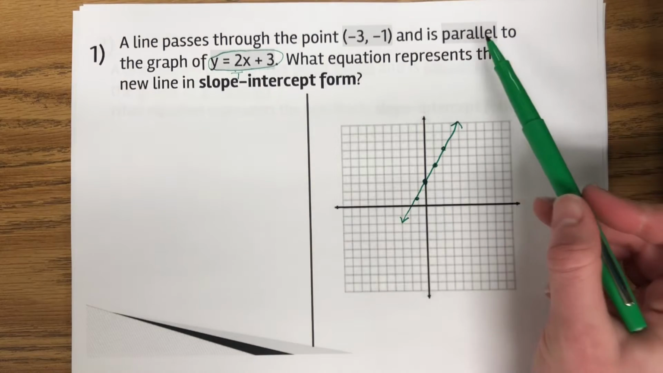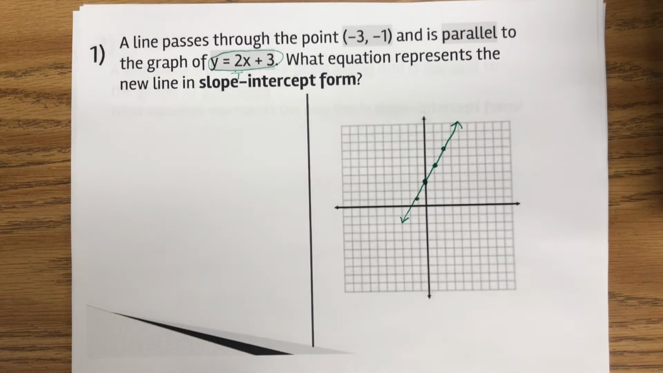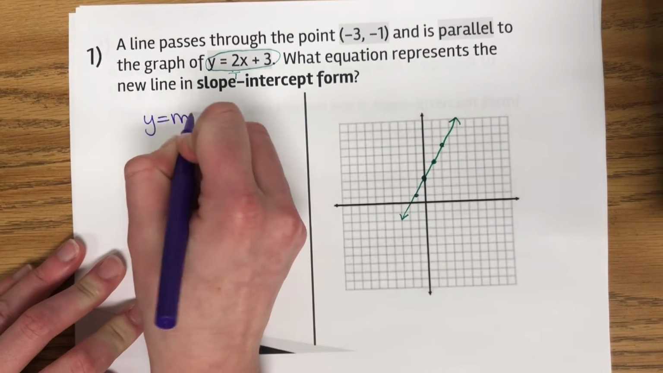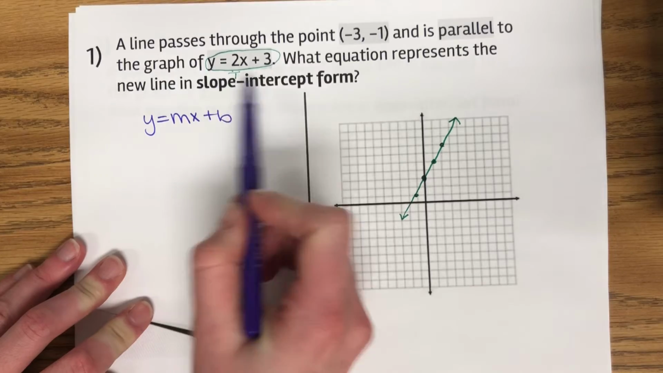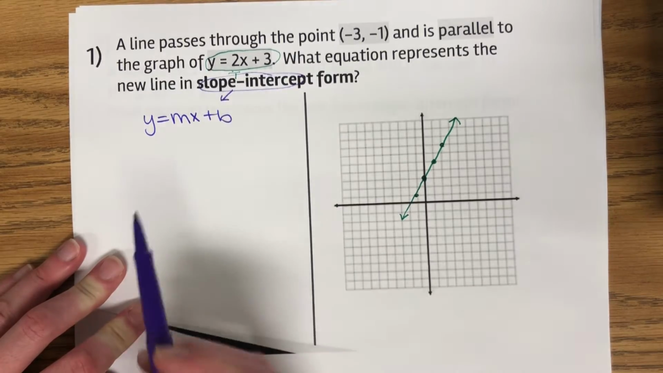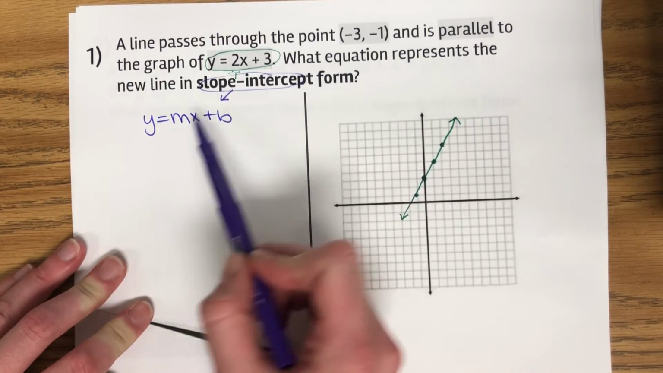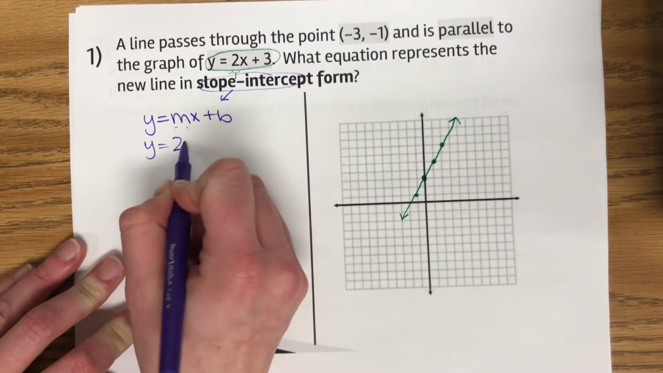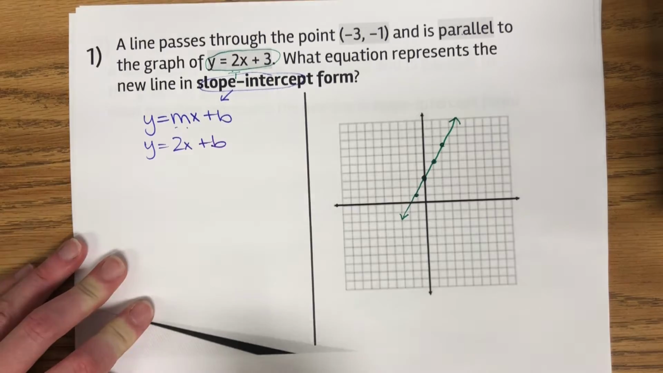Okay, and then we want a parallel line. That means it's going to be the same slope. So for our new line, we're going to use y equals mx plus b. We want it in slope-intercept form. Okay, we know our slope has to match because it's parallel. So y equals 2x plus b. And then we're going to plug in.